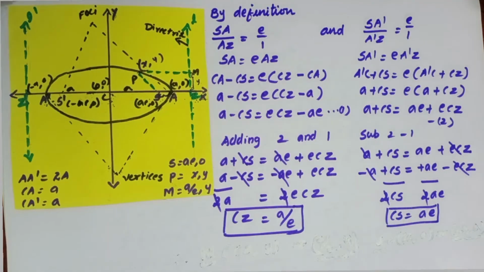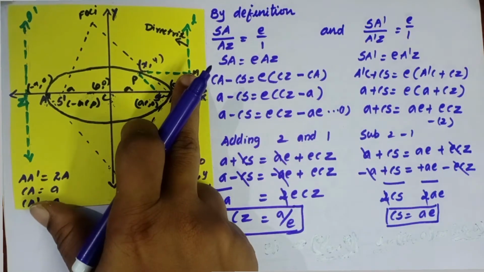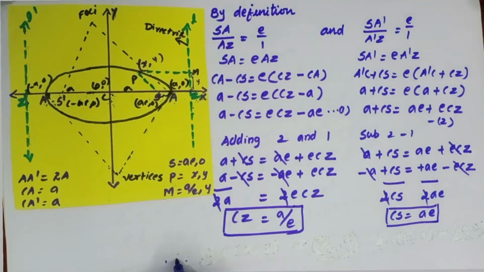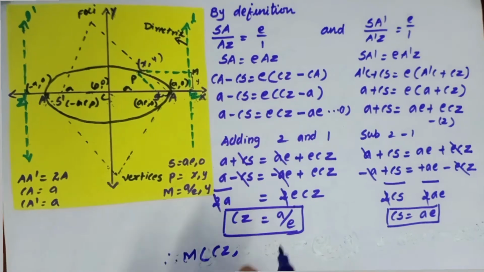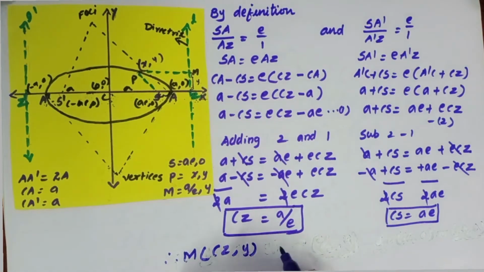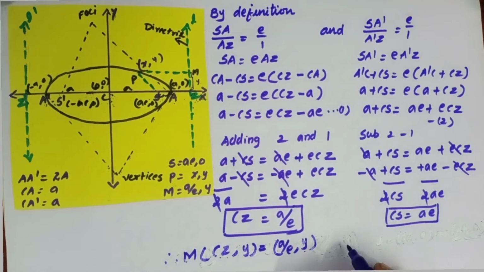So now we have to find the M coordinate point, that is, the X value is CZ and then the Y value. We know CZ value is A by E comma Y. So the M coordinate point will become (A by E, Y).